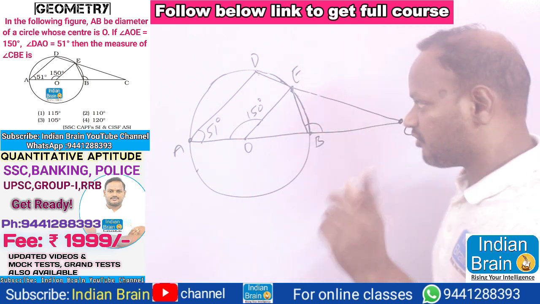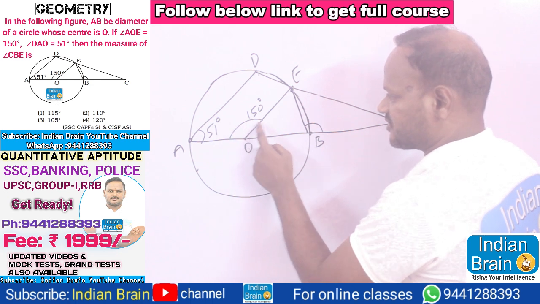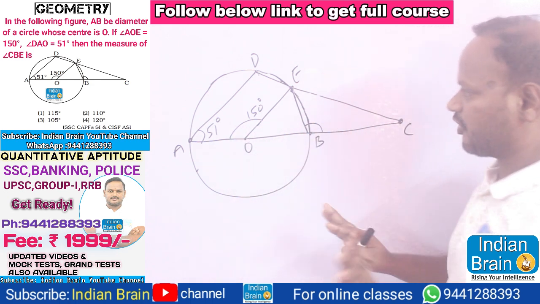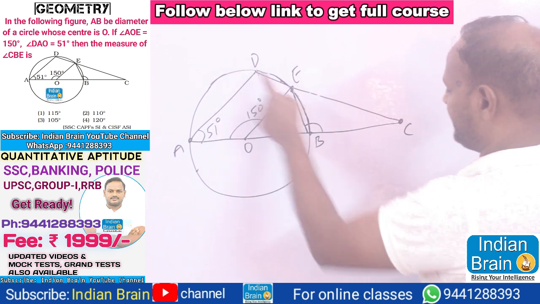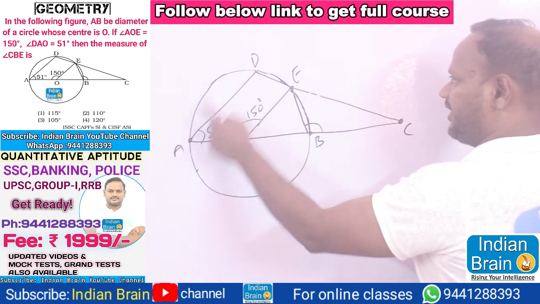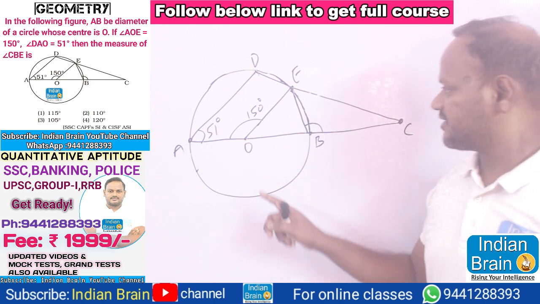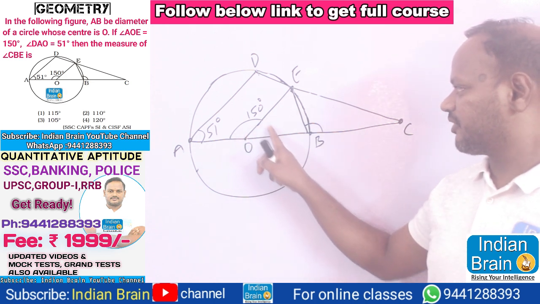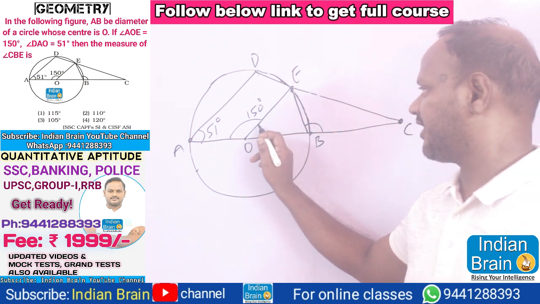And of course, we'll have one more way also. If it is 150 degrees, what about the outer angle? If I go for a triangle, for example ADC, observe it now. ADC triangle is there. In this, if I observe this 150 degrees, what about the remaining angle?